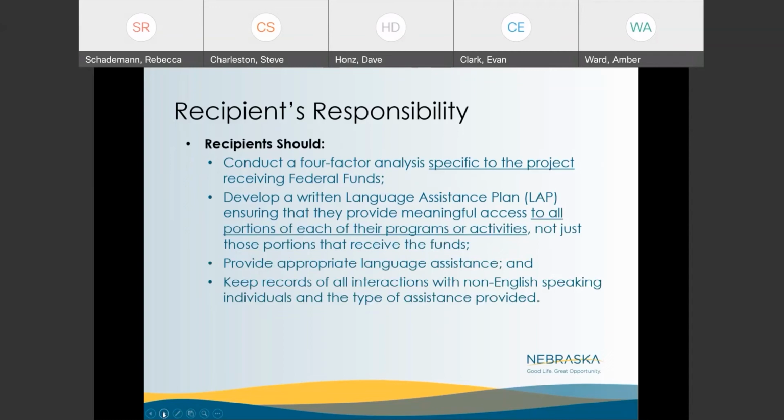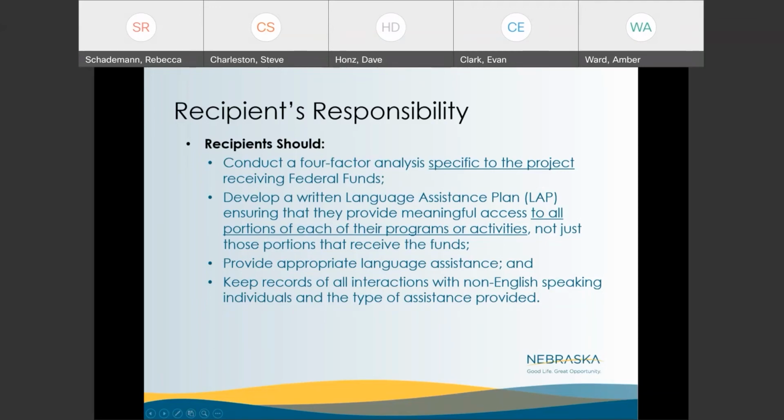Should conduct a 4-factor analysis specific to the project receiving federal funds. And this is something that you do at time of application and are required to submit to the department. And then depending on what you find in that 4-factor analysis, you may need to develop a written language assistance plan, an LEP, ensuring that the local unit of government provides meaningful access to all portions of each of their programs or activities, not just those portions that are receiving funding.